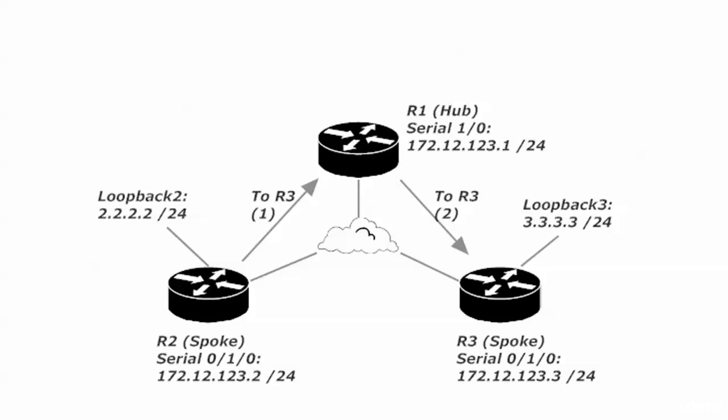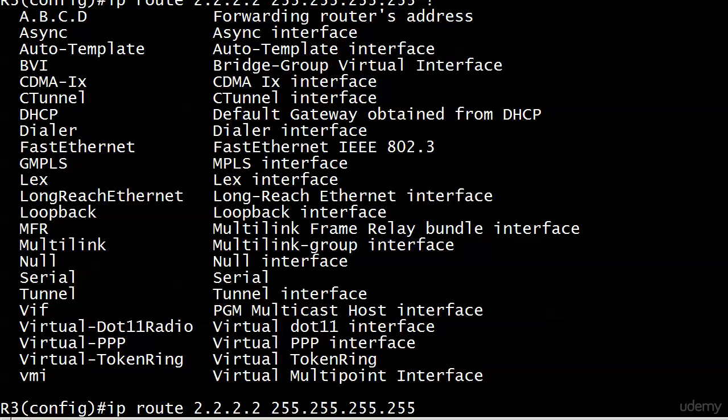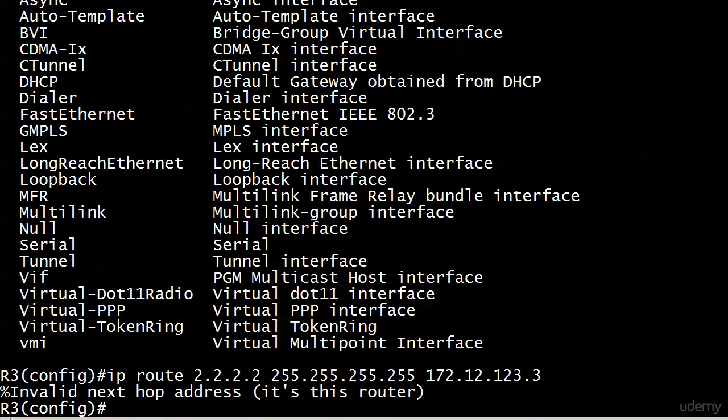So the next hop IP address for this traffic as it leaves router 3, the downstream interface that we want to receive it, is actually 172.12.123.1. Now, if I put 172.12.123.3, which is the local router's exit IP address, it's going to say, hey, Chris, invalid next hop IP address. And I love the paren here. It actually says, it's this router. So the router is kind enough to tell you that.